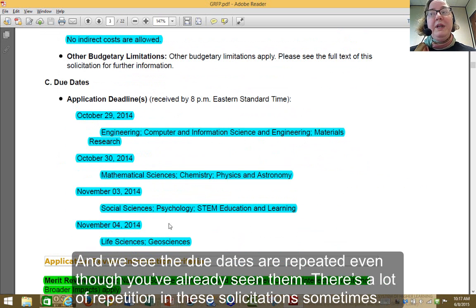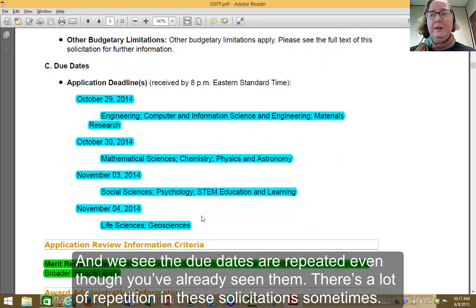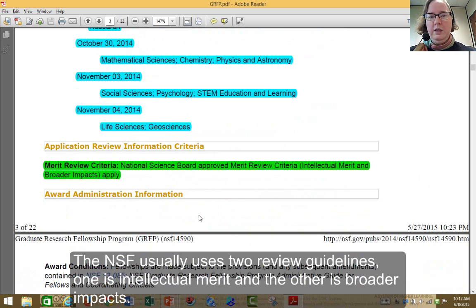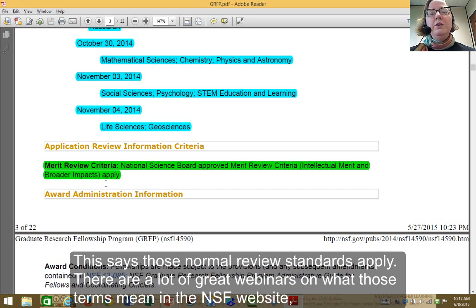And we see the due dates are repeated, even though we've already seen those. There's a lot of repetition in these solicitations sometimes. Then, the NSF usually uses two review guidelines. One is intellectual merit, and one is broader impacts. This says that those normal review standards will apply.